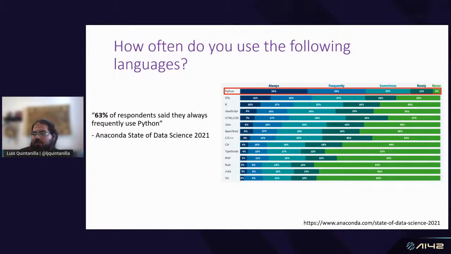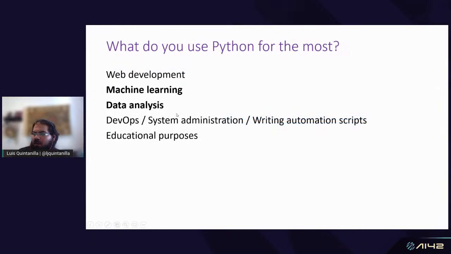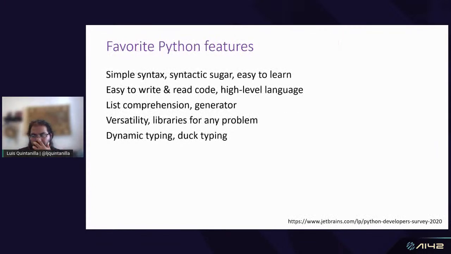And you'll notice here that 63% of the respondents said that they always or frequently use Python. And you can presumably extrapolate from that they are using it in the data analytics and machine learning space, because again, this is a company that focuses on that. And then you see SQL and R not too far behind there. The folks over at JetBrains did a survey on what do people use Python for the most, and you're going to see that 2 of the top 5 were machine learning and data analysis. So again, reinforcing that point that Python tends to be the language that is often used.